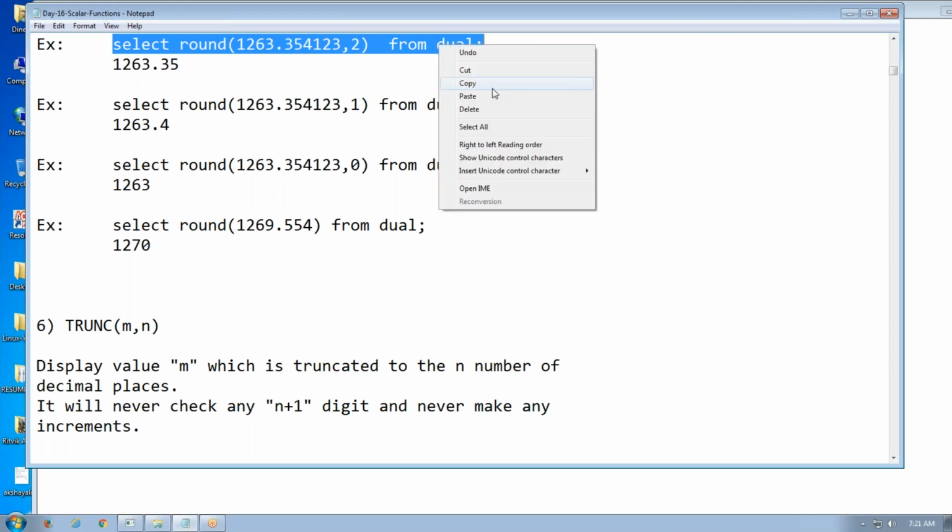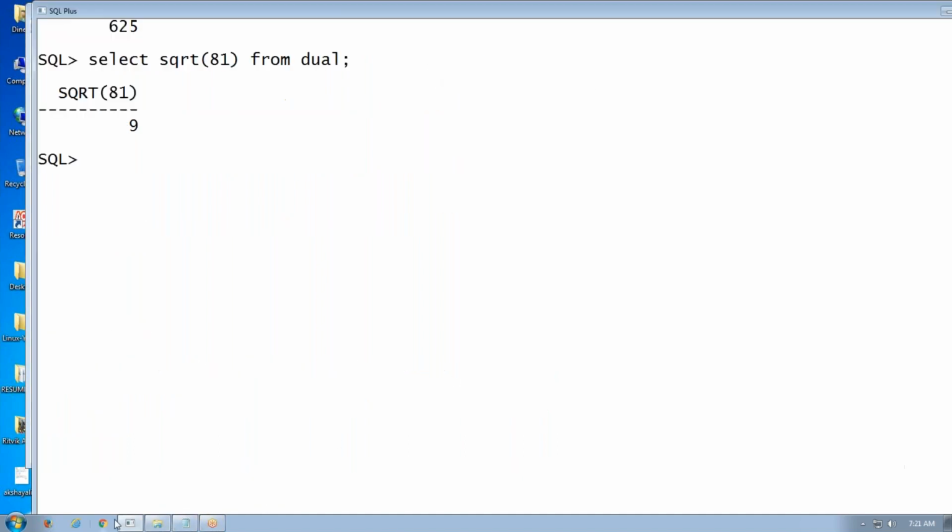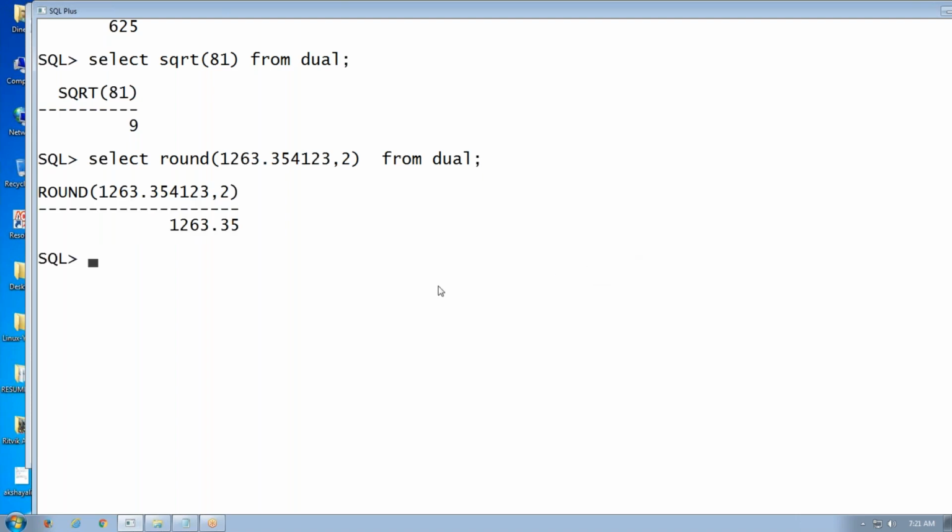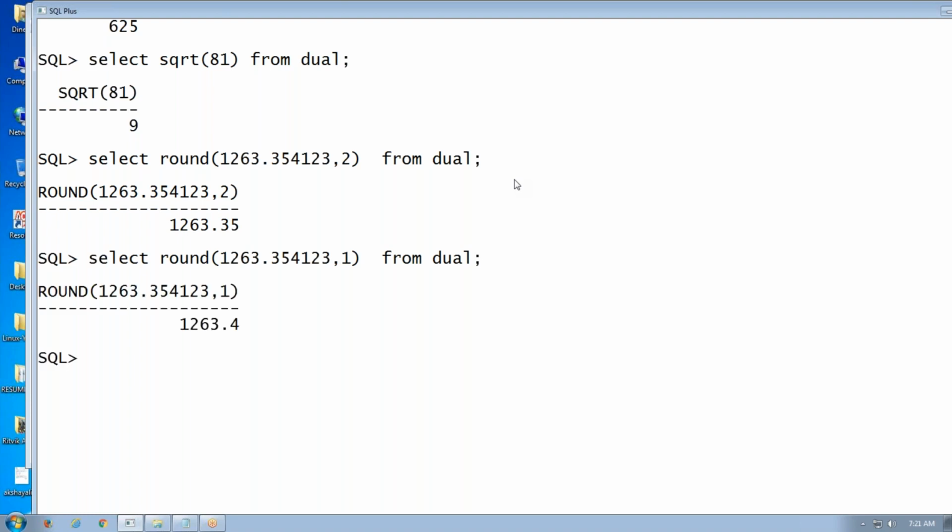Let me execute. What is the use of round function? Round function is used to display given value which is rounded to the n number of decimal places. So 2 digits as it is printed. If you need 1 digit, it will increase the first decimal digit by 1. Since next decimal digit is greater than or equal to 5. Okay, fine.